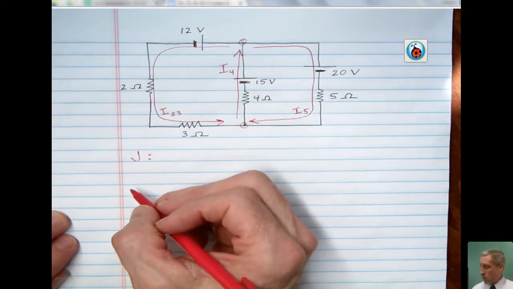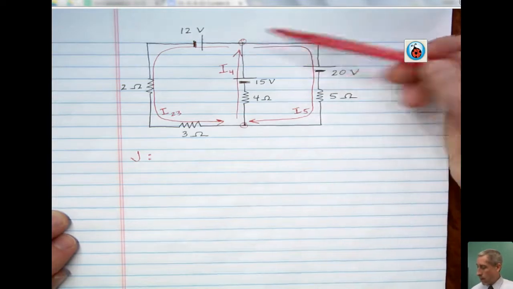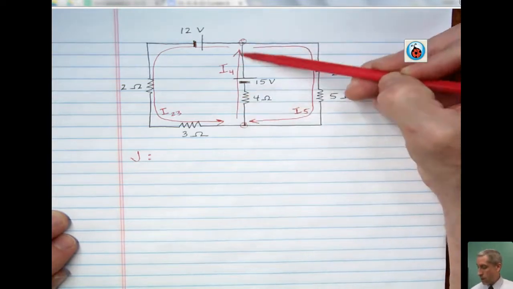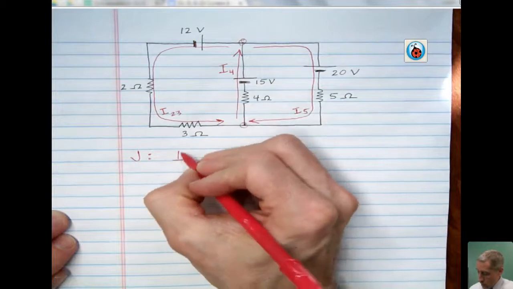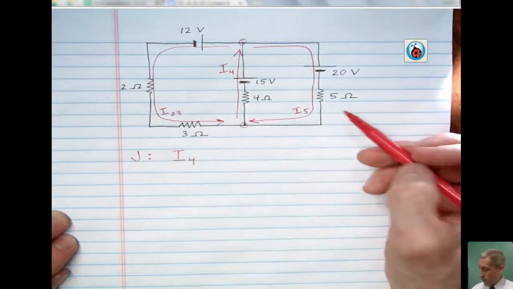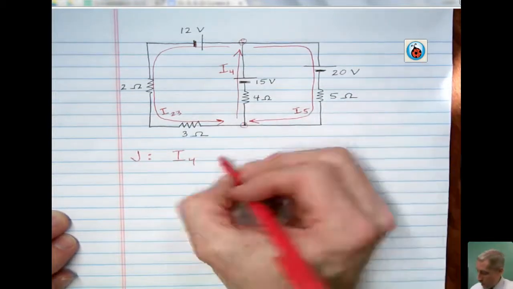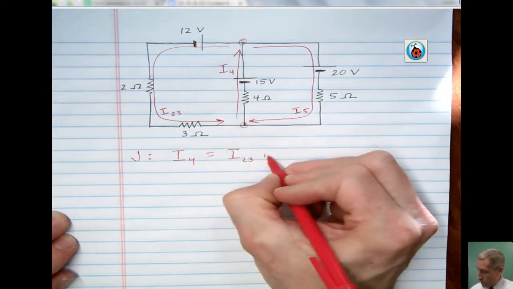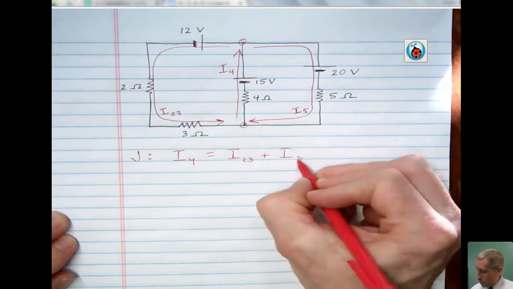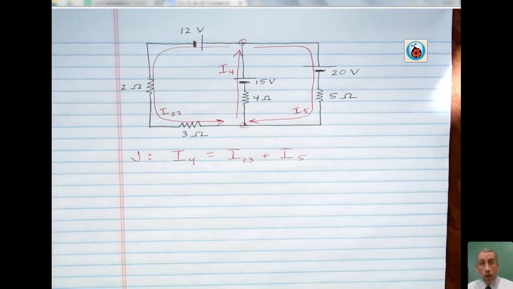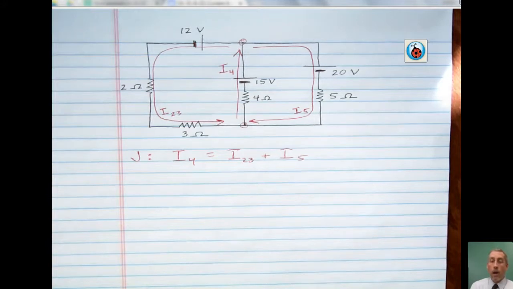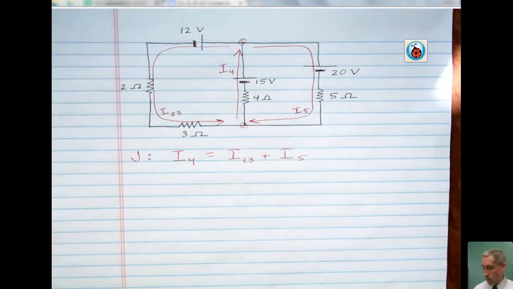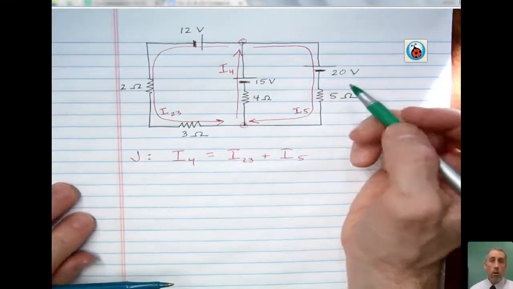So at this top junction here, we have one current going in, that's I4, and we have 2 currents going out, that's I23 and I5. So the total in and the total out have to be identical. That is one of the 3 equations that I'm going to use to describe how these currents relate. Now, the other 2 equations, I think I'll do this in a different color, maybe green, are called loop equations.